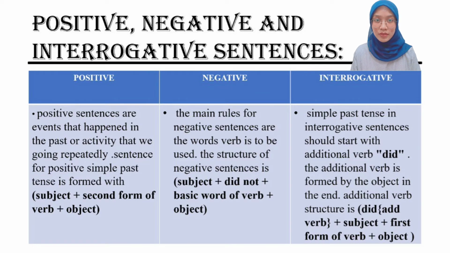Next, interrogative sentences. Interrogative is also called a question. Interrogative sentences should start with the auxiliary verb did. The object is placed at the end. The structure is did plus subject plus first form of verb plus object. For example, did you eat yesterday?